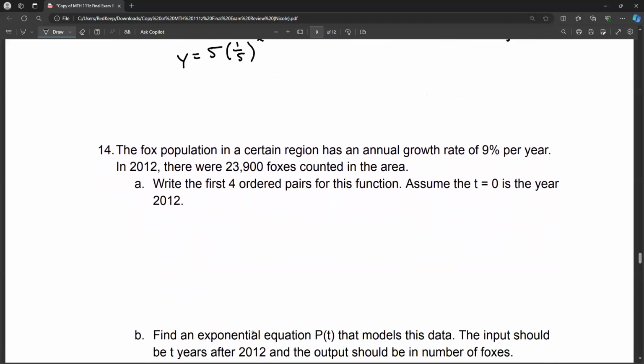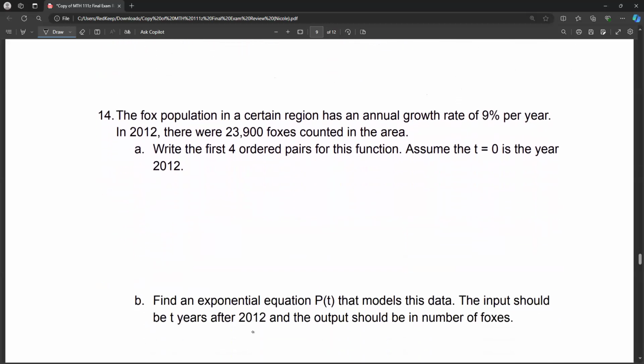Okay, and question 14, it's giving us another word problem, the fox population in a certain region. I'll let you read the rest. In part A, they're asking us to write the first 4 ordered pairs, assuming that t equaling 0 is the year 2012.